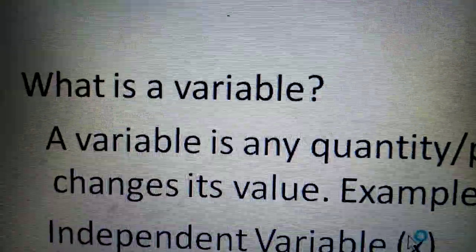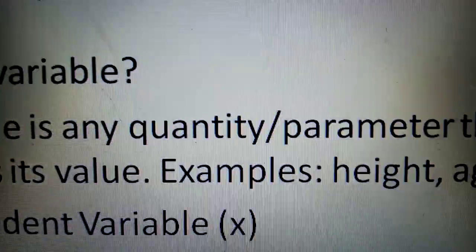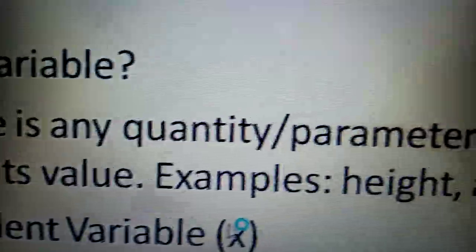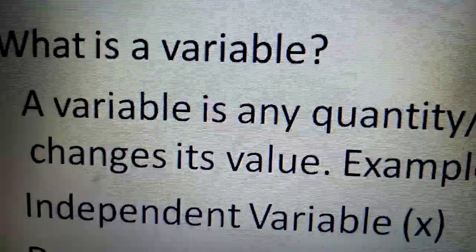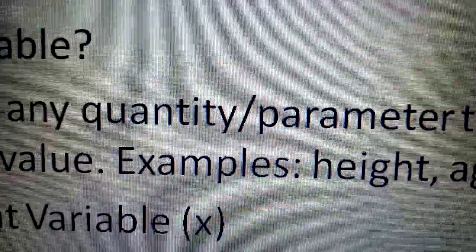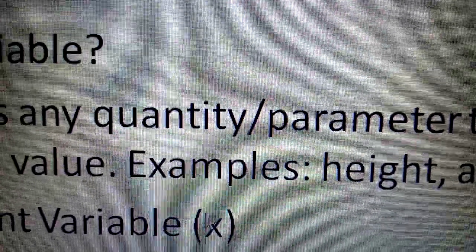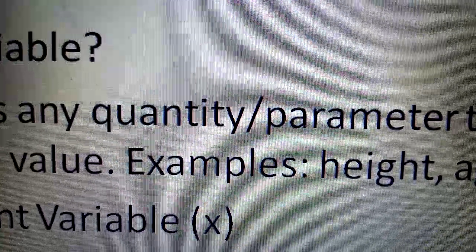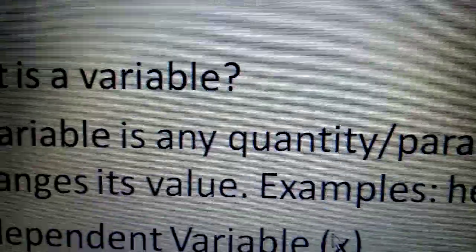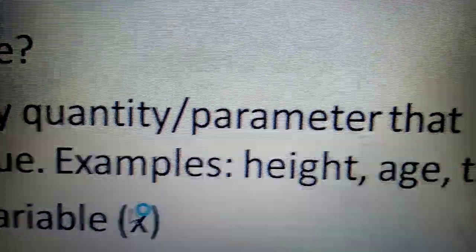We're going to start by defining a variable as any quantity or parameter that changes its value. When a parameter can assume different values, then we say it's a variable. An example is height. The height of a tree can be 10 meters now and later become 12 meters. So it has changed its value, so it's a variable. Other examples of variables are age and time.